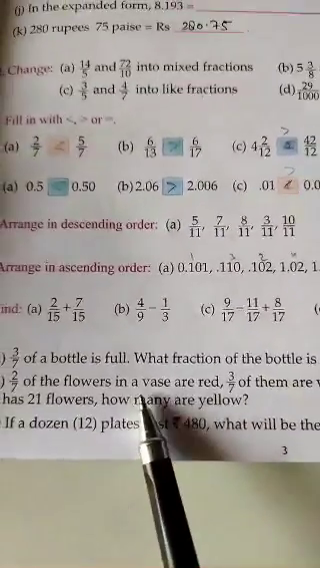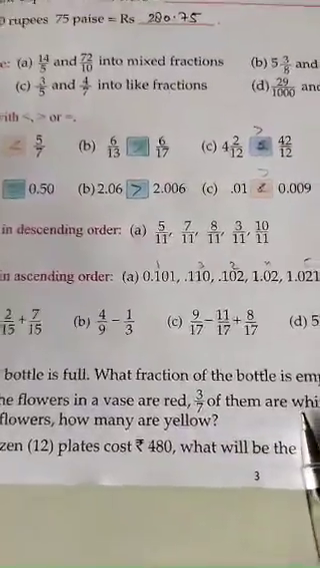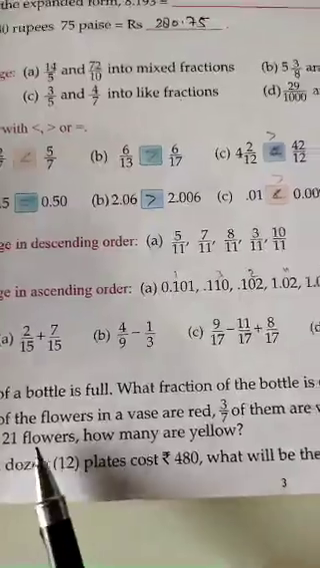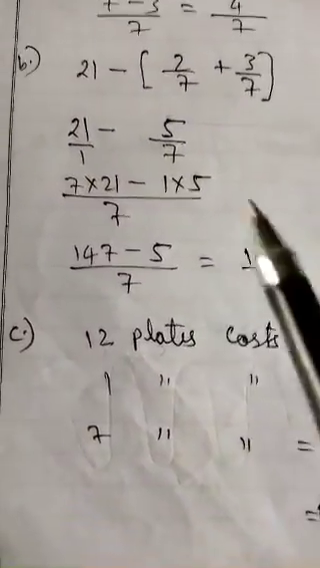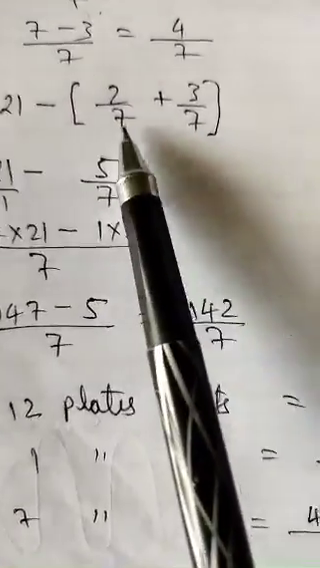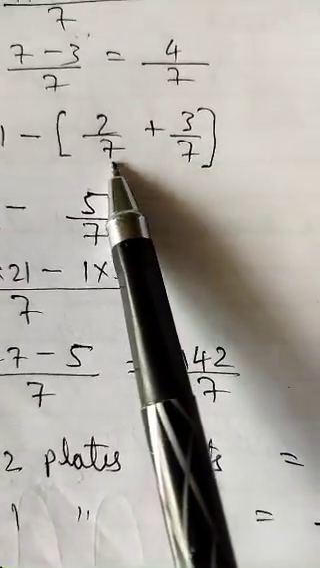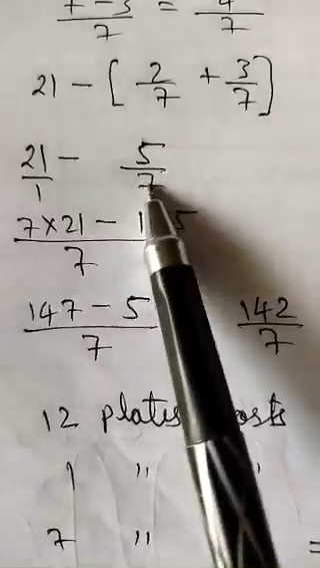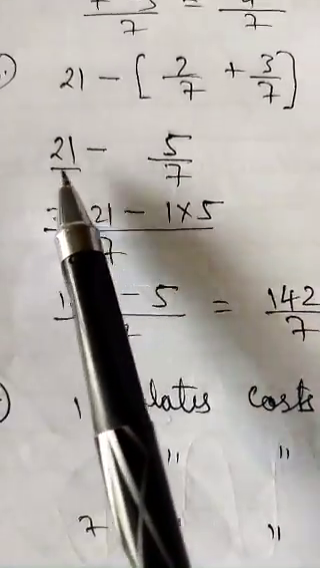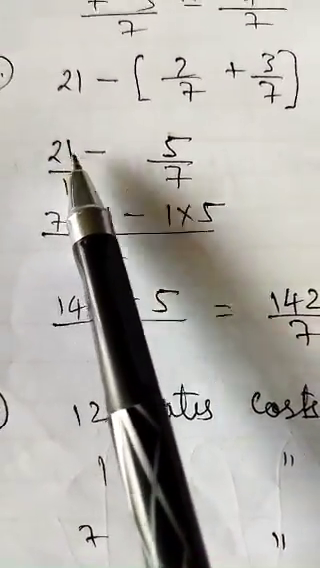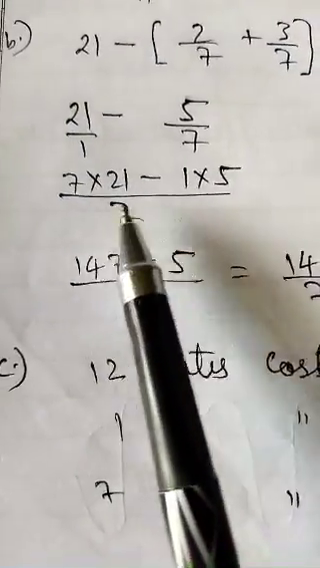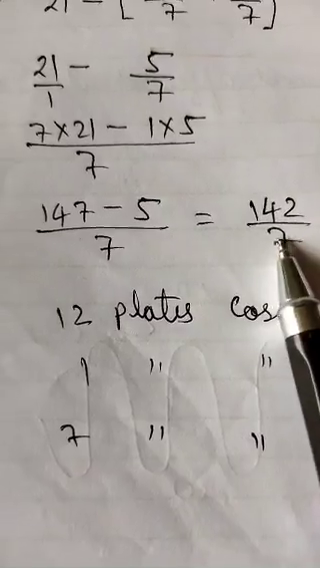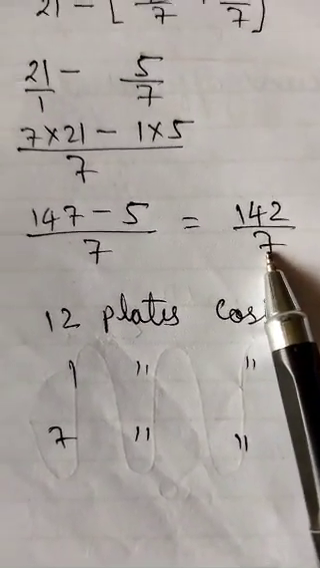So we will add here red and white flowers. After adding, we will subtract it from the total flowers. So you will add the number of flowers that are red and white in this way. Then after adding this, you will get 5 upon 7. Then you will subtract this from the total number of flowers, that is 21. So after solving this, we will get the answer 142 upon 7. So this will be your final answer.